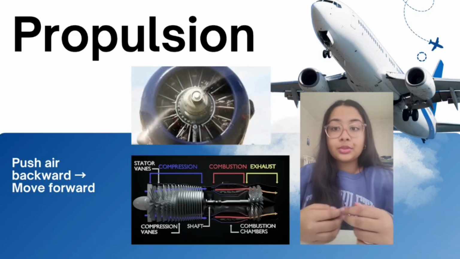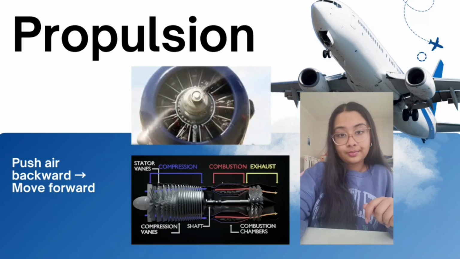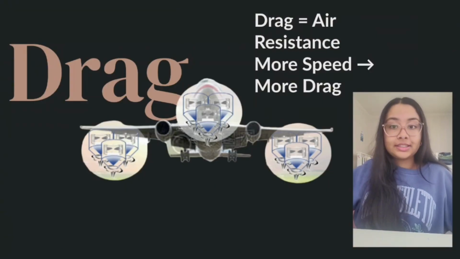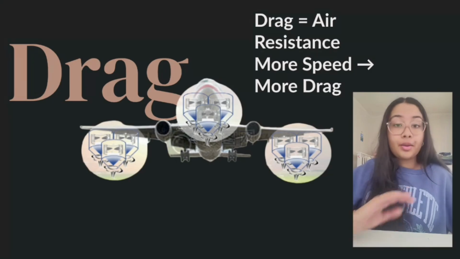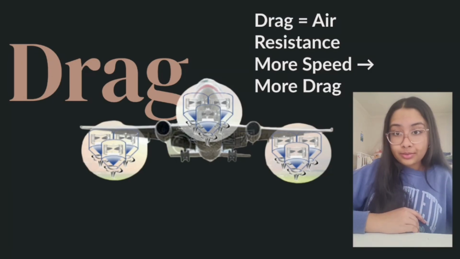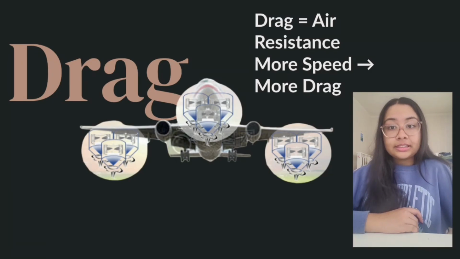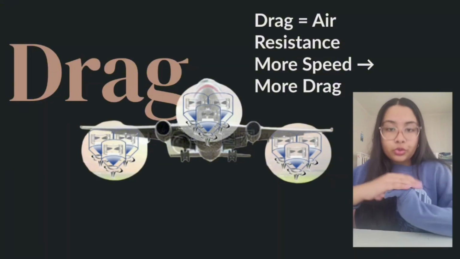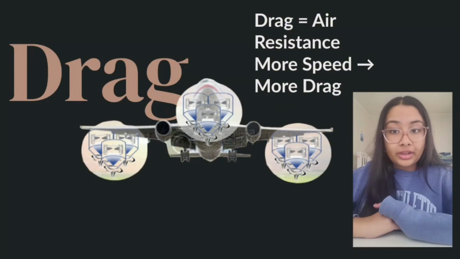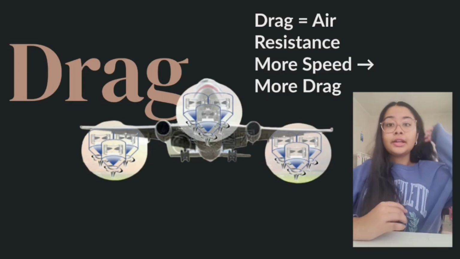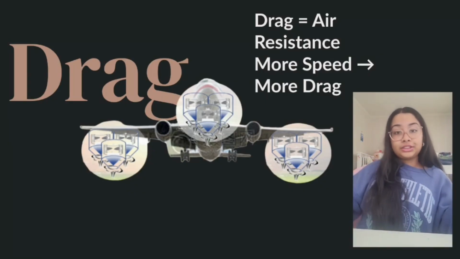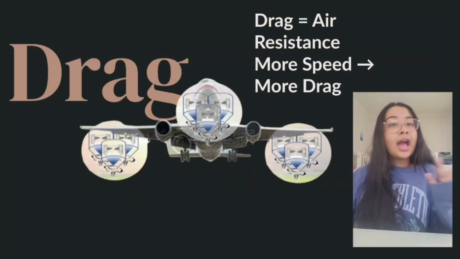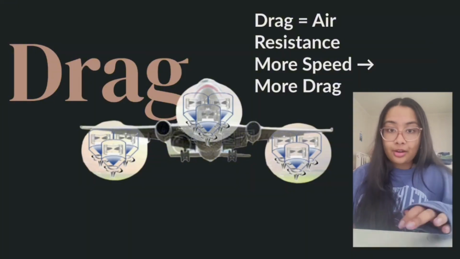Without thrust, the plane would slow down because of the drag. But what is drag? Drag is air resistance. As the airplane moves forward, air pushes against it. The faster the plane moves, the more drag it experiences. That's why airplanes are designed to be streamlined. Smooth bodies, swept wings, minimal rough surfaces. Engineers constantly try to reduce drag because less drag means better fuel efficiency, higher speed, and less engine power needed.